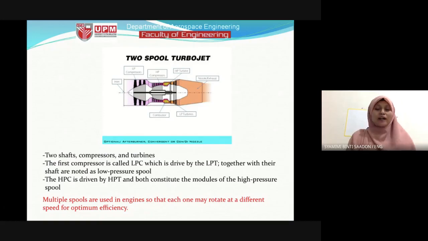So what is the interest? Why are multiple spools used in the engine? Some engines even have three spools: low, medium, and high. Multiple spools are used so that each one may rotate at a different speed for optimum efficiency. In a two or three spool turbojet engine, each spool can run independently at a different speed, so we can optimize the efficiency of the engine. That is the purpose.